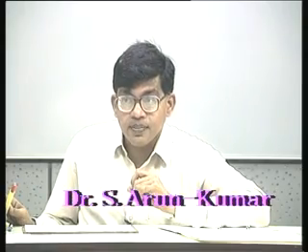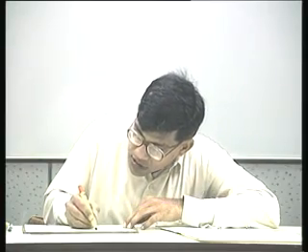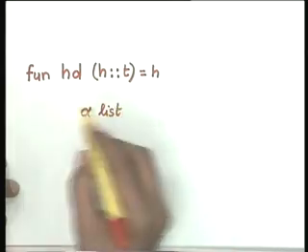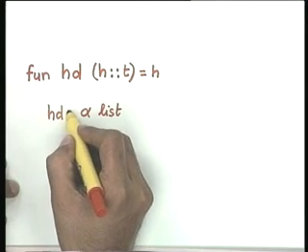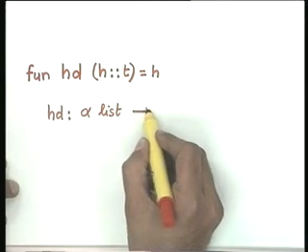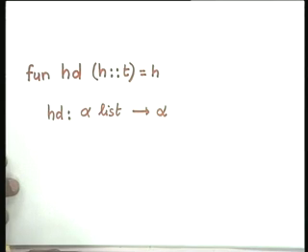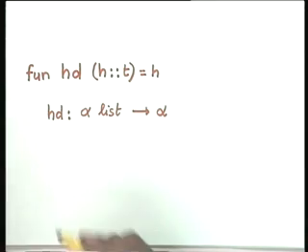Since the types of h and t are not explicitly specified, ML says that this function is really a function from some alpha list to the type alpha, where alpha is a type variable.